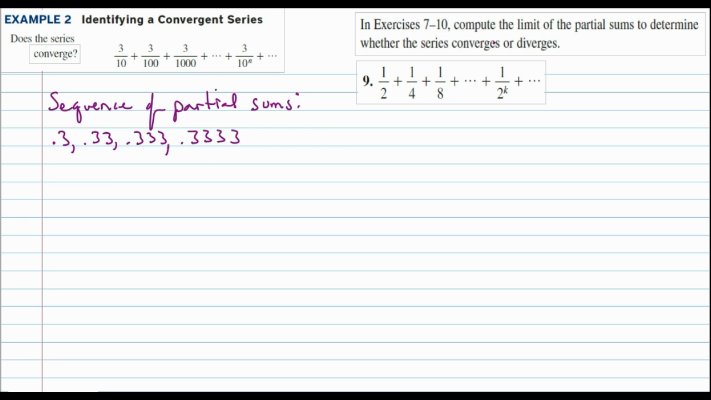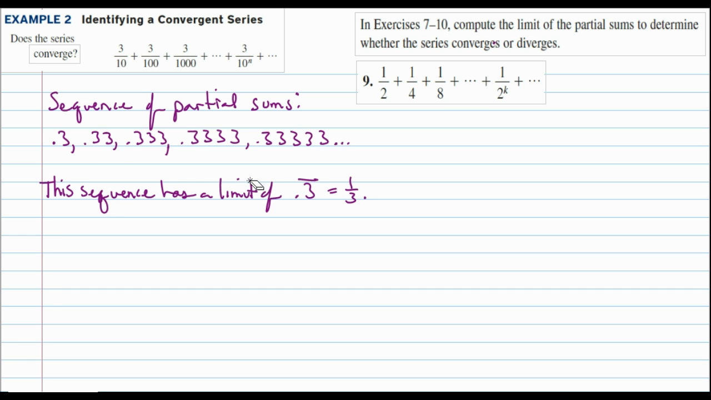We could keep going. Each time we're adding on a new 3 at the end of the value here. But the basic idea is this sequence has a limit of 0.3 repeating, which is 1/3. So if we keep adding and adding, we're going to get another decimal place in 0.3 repeating, which is 1/3. Therefore, the series converges to the sum 1/3.